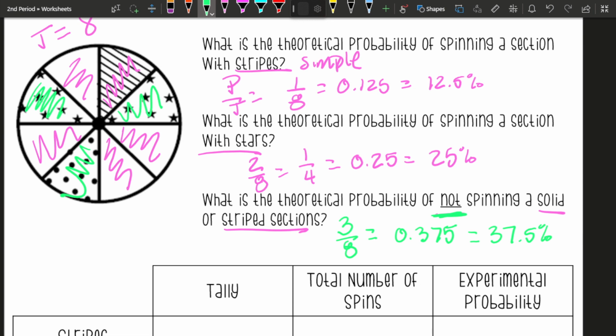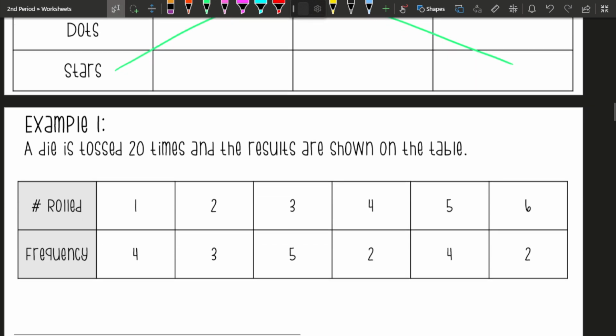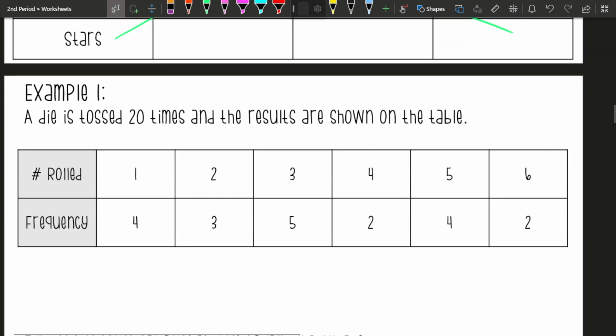That's theoretical. And we're going to go to example 1. Example 1 is going to be the experimental. So we're going to first find out how many times this happens. So I have the dice and I'm going to toss it 20 times. Okay?